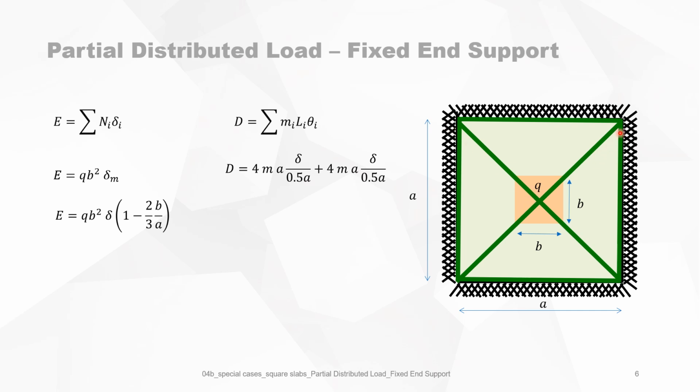Now we got this once to this axis of rotation, and this. So we have that 4 times, which is this. But we also have the bending moment on top of the slab, and we have that 4 times, and the angle of rotation is delta divided by A over 2. So in total, we got 16 times M times delta. By making E equal to D, we find M, and M is equal to this expression.